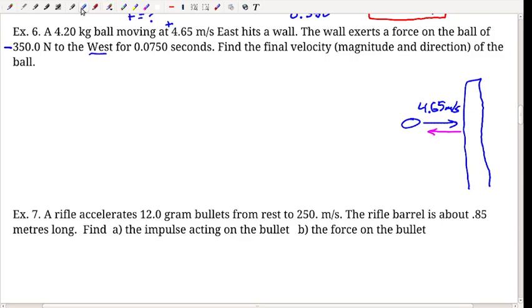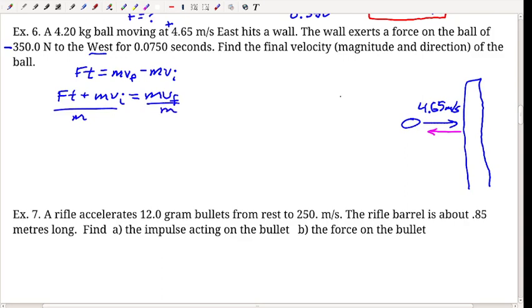So again, I'm going to combine this. Ft equals mvf minus mvi. And I want to find vf. So I'm going to add mvi to both sides. So ft plus mvi equals mvf, and divide by m. Finish it off. I guess I should have written down my data. Sorry, forgot about that. Let me move this one step back for a second.